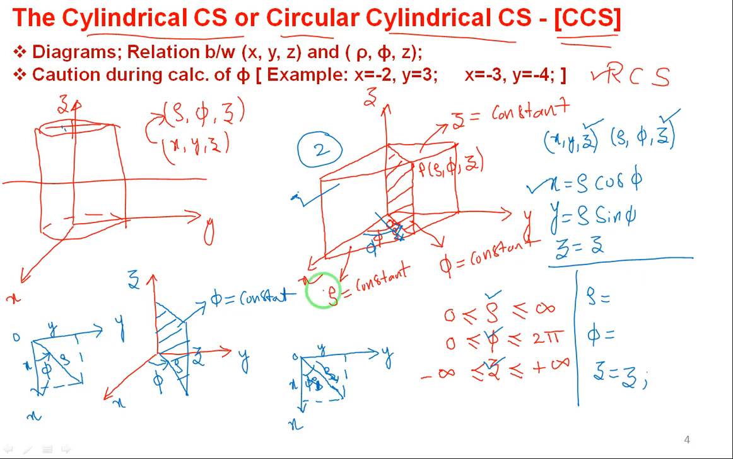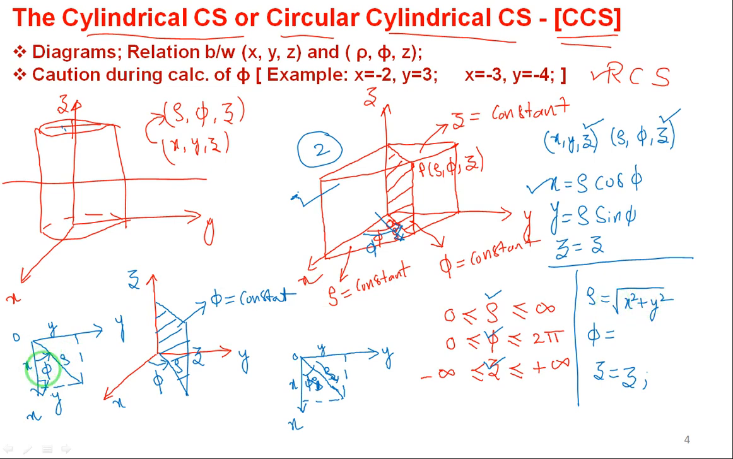Then I want to calculate rho. This is a 90 degree angle here, right? Then apply the Pythagoras theorem and calculate rho. This distance, which is parallel to the y-axis, will be y. Because I know the two sides of the right-angle triangle, x and y, rho is equal to under root of x square plus y square.